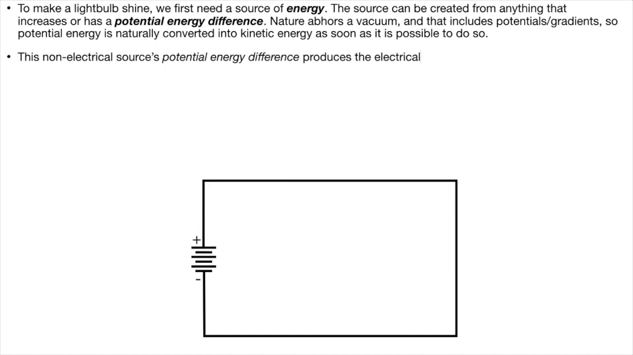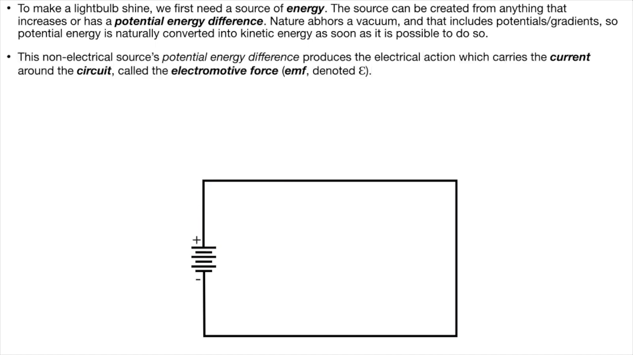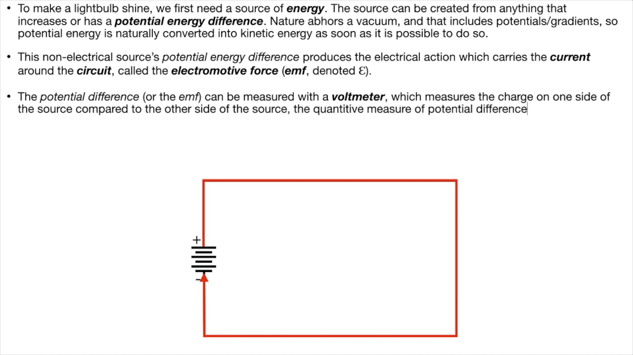This non-electrical source of potential energy difference produces the electrical action, which carries the current around the circuit, which is called the electromotive force, or EMF, sometimes denoted with the symbol capital epsilon. Although the electrons go from negative to positive, we say that the current goes from positive to negative. The potential difference, or the EMF, can be measured with a voltmeter, which measures the charge on one side of the source compared to the other side of the source.